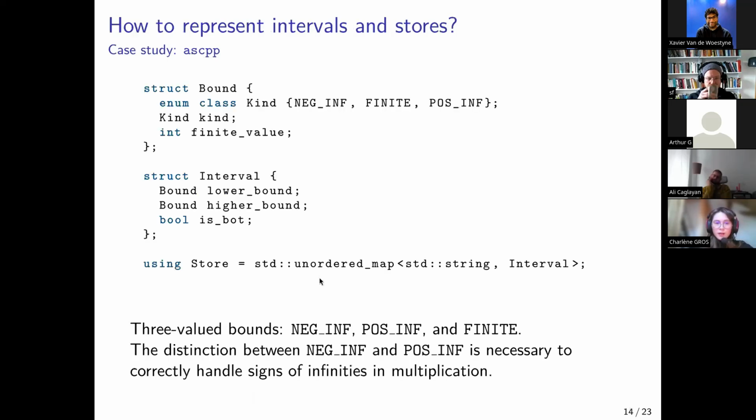So I want to tell you first, how do we represent intervals and stores? So the store maps the name of the variable to its interval here. An interval is represented by its two bounds, the lower bound and the higher bound. The isBot is just a boolean that says that it is bot, so the unreachable state. And each bound is either negative infinity, a finite value, where the value is stored in this variable, or the positive infinity.